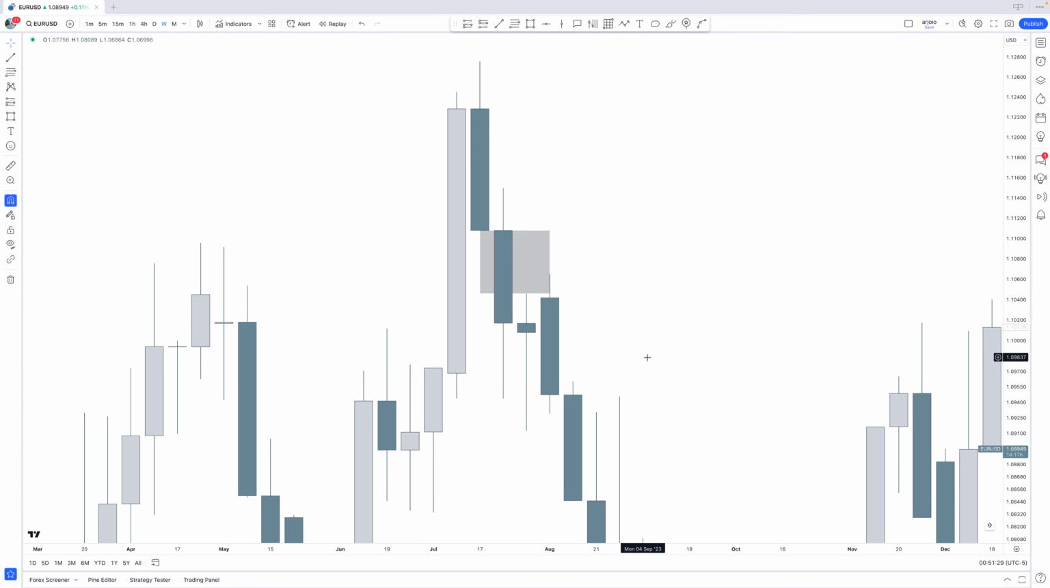Now, the second one is that if we go back into the weekly time frame, then if we zoom out again, then on the same weekly example right there, we have this weekly fair value gap.